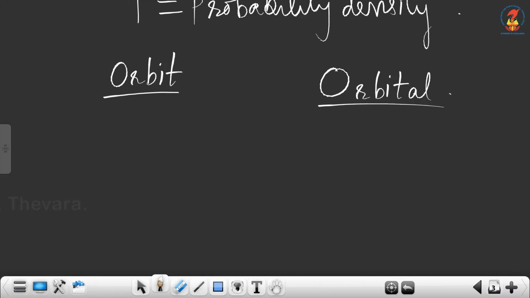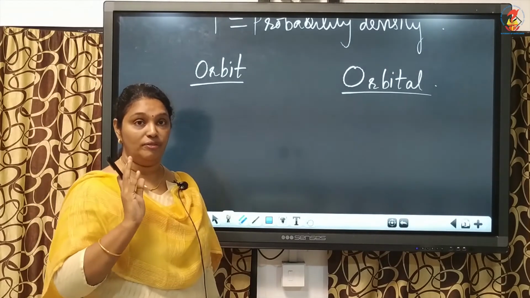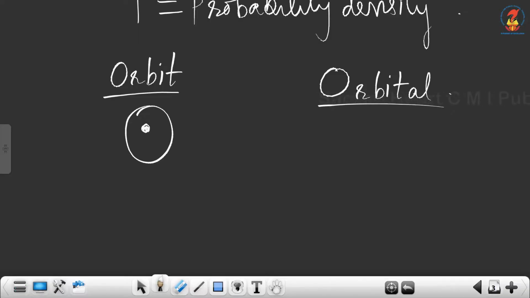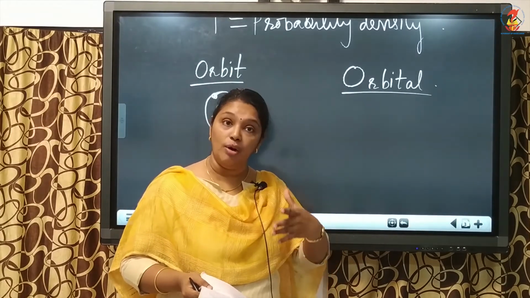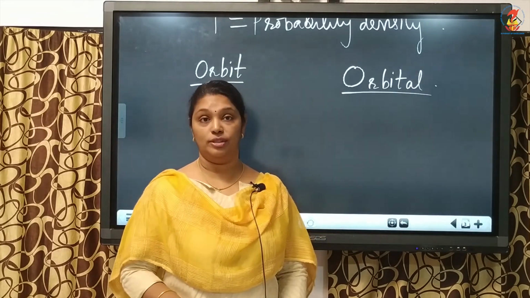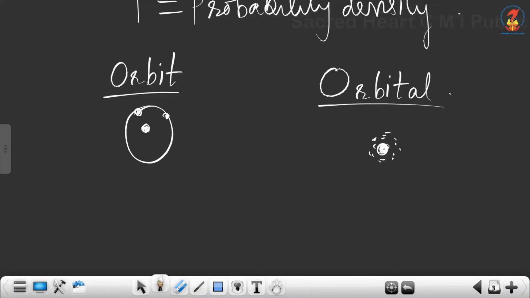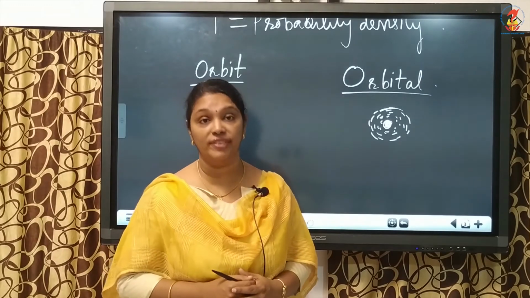Now, you know what an orbit is. Orbit is a well-defined circular path around the nucleus of an atom in which the electron is moving. So, if we are asked to draw an orbit, you can draw the nucleus at the center and a circular path where the electron is moving. This is orbit. Orbital is the region of space around the nucleus where there is maximum probability of finding an electron. If you are asked to draw an orbital, you can again draw the nucleus at the center and denote with a dotted line around the nucleus. This dotted line represents that somewhere around the nucleus there is maximum probability of finding the electron. So, this is the main difference between orbit and orbital.